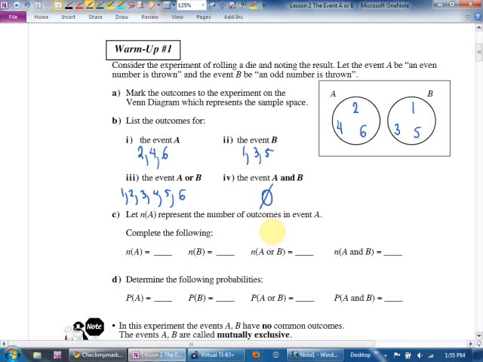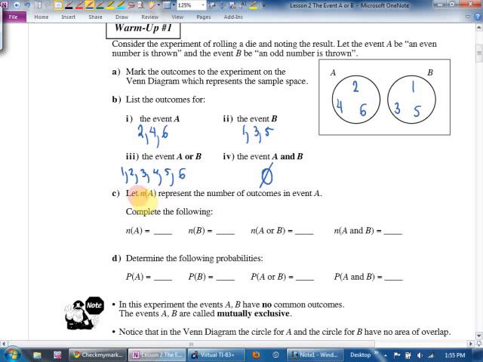Okay. C says let n of A. I think we're going to skip straight to D. Looking at this Venn diagram, what's the probability of event A? I need something out of something. 3 out of 6. I know it's 1 out of 2. We're not going to reduce. What's the probability of event B? Also 3 out of 6. What's the probability of A or B? 6 out of 6, which is 1.